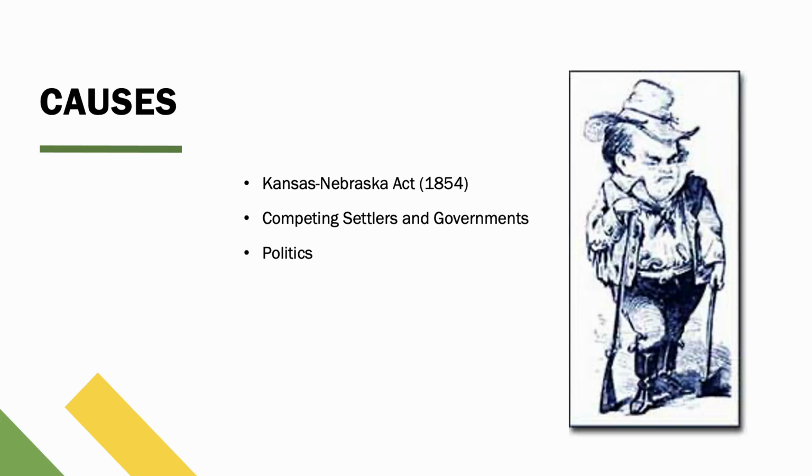There were competing settlers and governments. Both sides of the argument, from pro-slavery to anti-slavery, made their way into Kansas to influence the vote. The conflict intensified the division between the North and the South, and ultimately led to the new Republican Party, which opposed the spread of slavery.